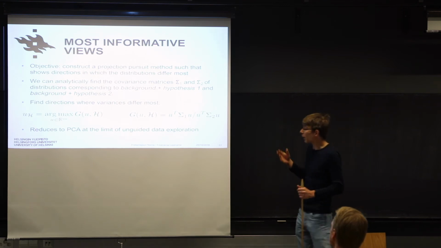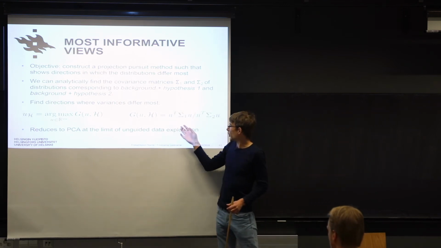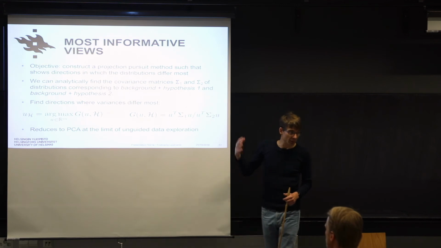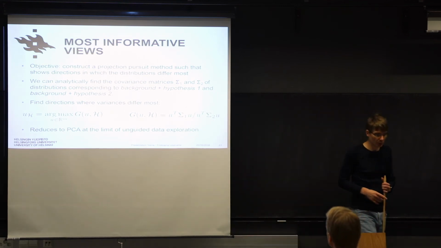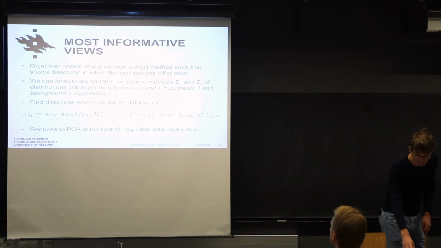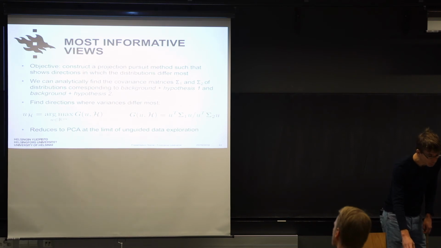But you can also have other types of cost functions here, obviously. I will go through this one because it is the simplest, and it's nice because it reduces to PCA at this limit, when we have no background tiling and the most general objectives.